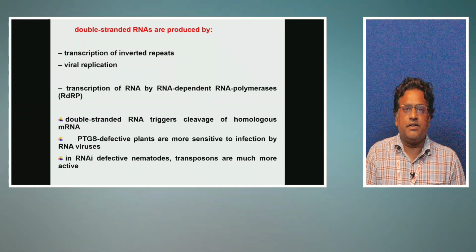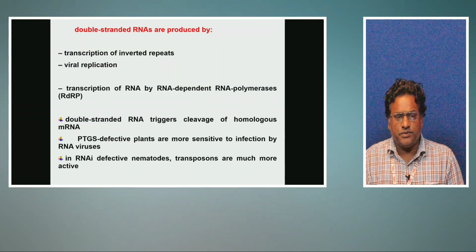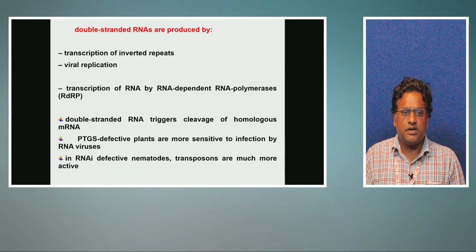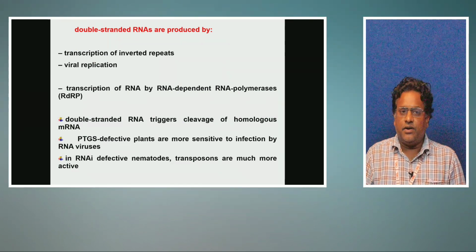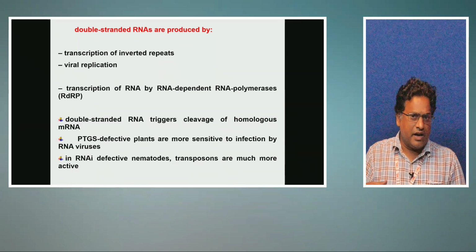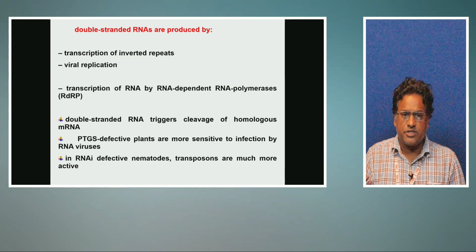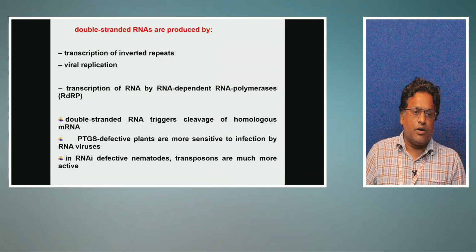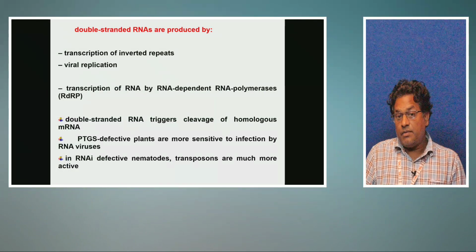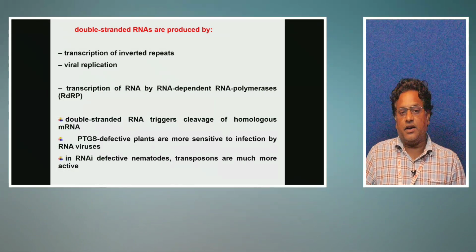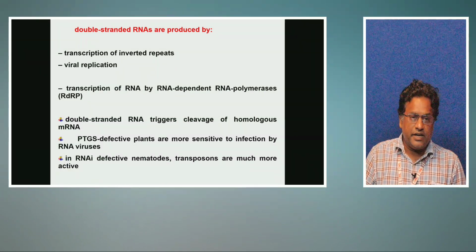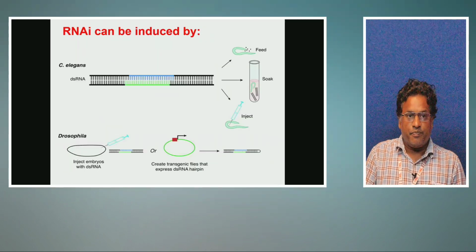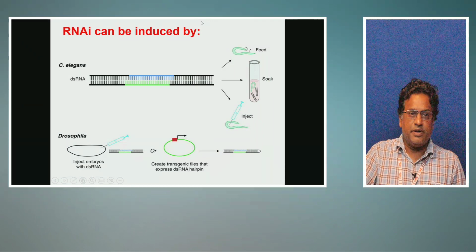Double-stranded RNAs are generally produced by transcription of inverted repeats or viral replication, or by transcription of RNA by RNA-dependent RNA polymerases. Double-stranded RNA triggers cleavage of homologous mRNA. If PTGS is defective, plants are more sensitive to infection by RNA viruses. In RNA interference defective nematodes, for example, transposons are much more active.